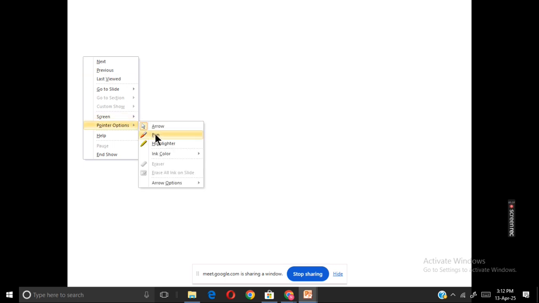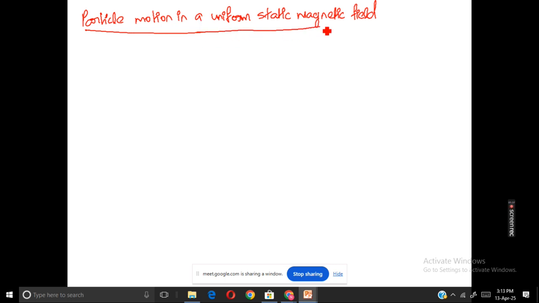Now the second case. So this was the uniform electric field. Now consider particle motion in a uniform static magnetic field.